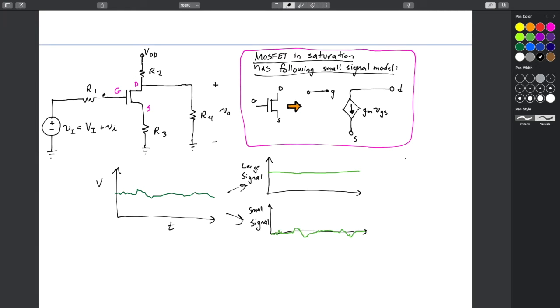That voltage source goes through a resistor R1 into the gate. Then that MOSFET runs, and there are three other resistors, and the voltage we're interested in is across R4, the output load resistor in some sense. And remember, what we're doing here is small signal analysis.